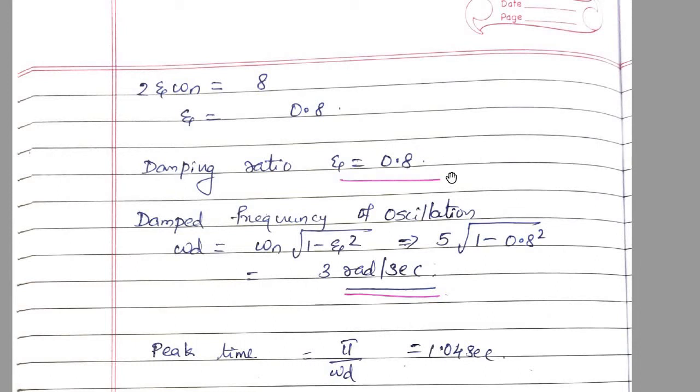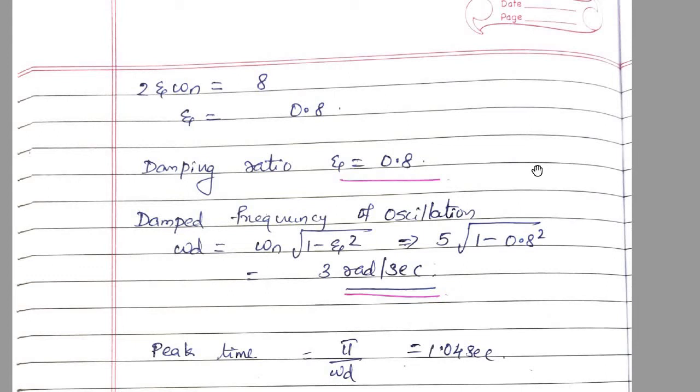Now, we can see that if the value of damping ratio is in between 0 and 1, the system is an under damped system. Here you can see that the value of damping ratio is in between 0 and 1. Hence, since the value of zeta is in between 0 and 1, our system is an under damped system.